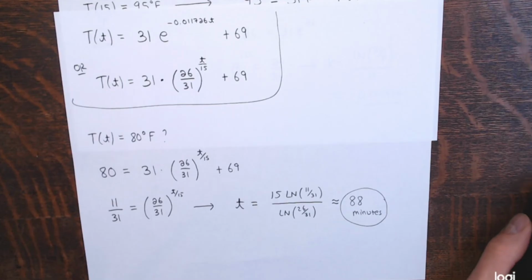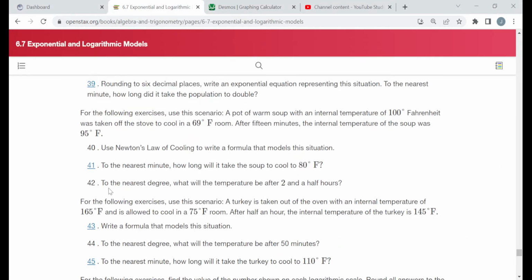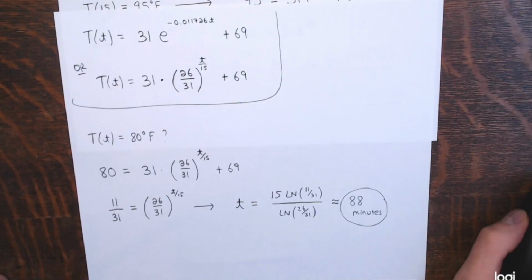So about 88 minutes. Okay, cool. Then there was number 42. To the nearest degree, what will the temperature be after 2.5 hours? Now remember, they gave us time in minutes. So 2.5 hours I have to convert to minutes and then plug it in.